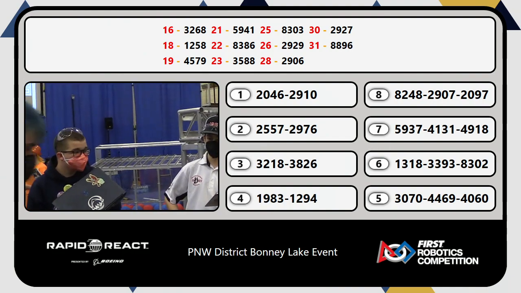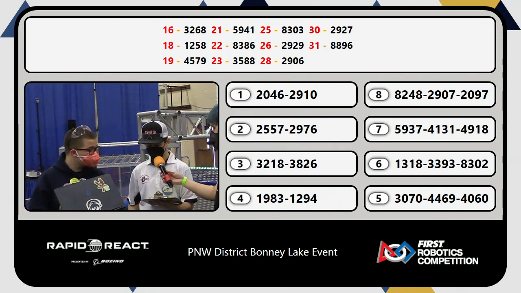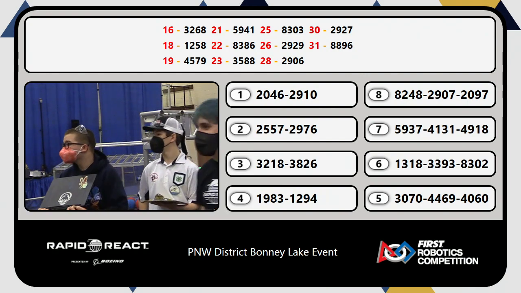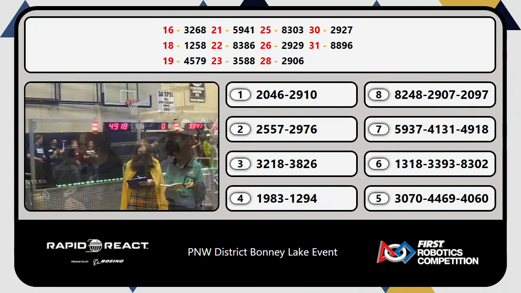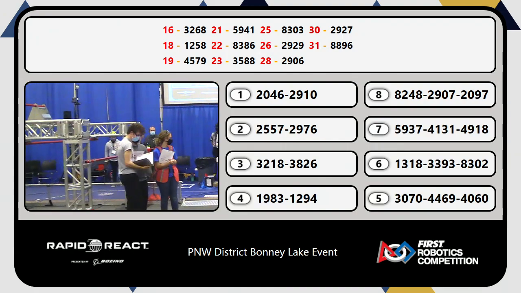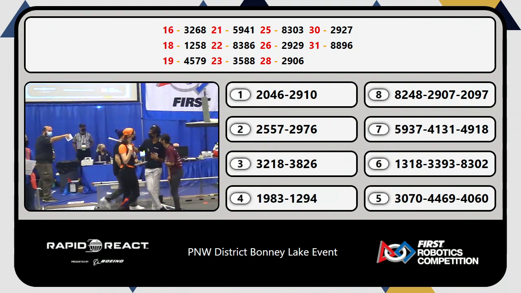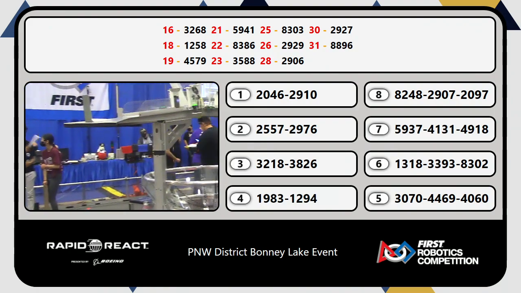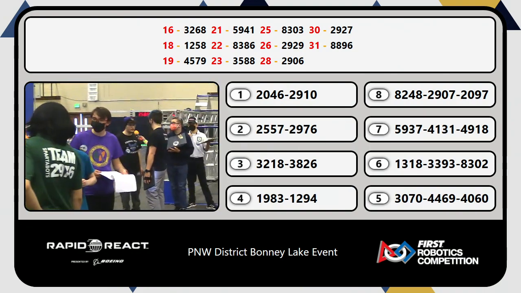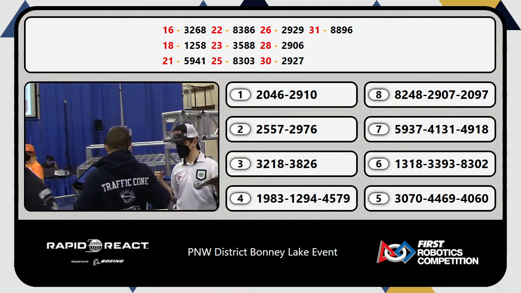All right, they're ready. Team 1983 and Team 1294 would like to graciously invite Team 4579. 4579, come onto the field. From Federal Way High School in Federal Way, Washington, Team 4579, the Robo Eagles. You snake your way on through over to me. Team 4579 happily accepts. Your number 4 alliance, everybody.